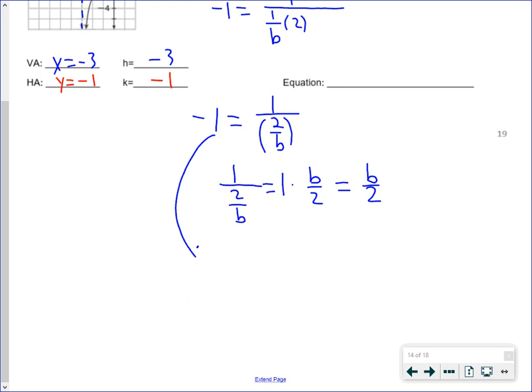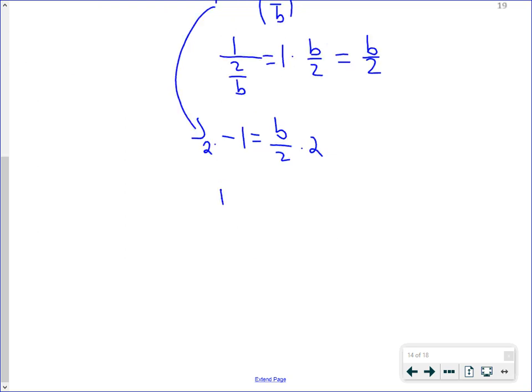So let's go ahead and continue this problem up above. -1 will equal b over 2 now, since we saw that 1 all over 2 over b is the same thing as b over 2. So now we're going to multiply both sides by 2. And when we do, we get b equals -2.